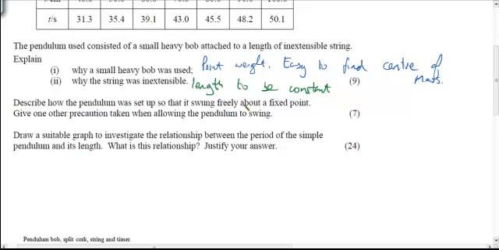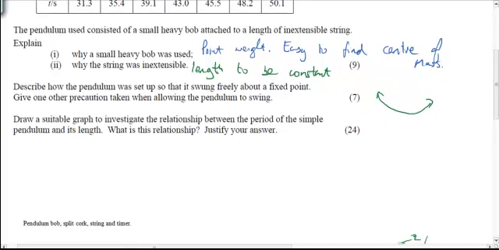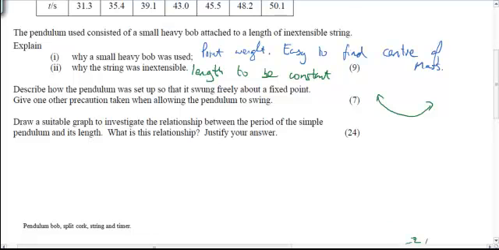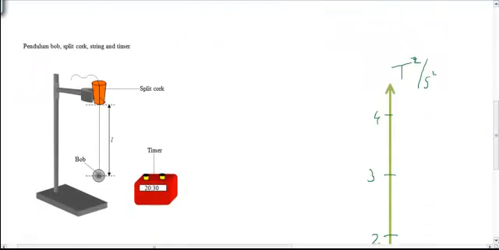Describe how the pendulum was set up so that it swung freely around a fixed point. Now what that means is that it needed to swing in just one plane. So we want our pendulum just rocking back and forth, not moving with a bit of circular motion. We want it just going straight back, straight forward. And we do that using a split cork, so that the string can fit between the split cork, and the split cork will just ensure that it stays in the same plane. So the plane of oscillation doesn't change, it remains the same.